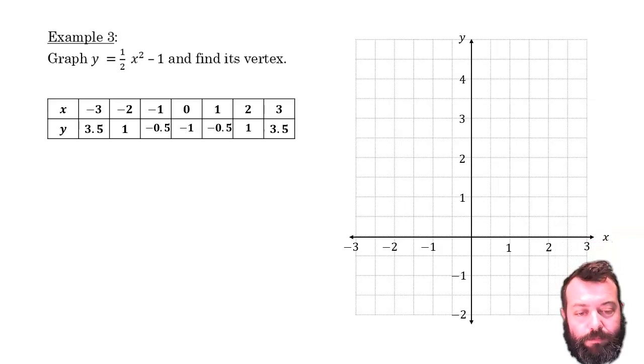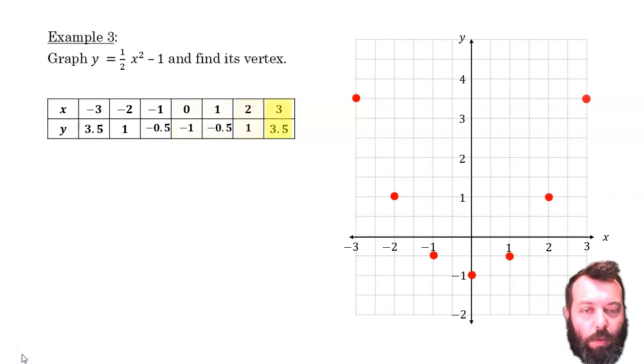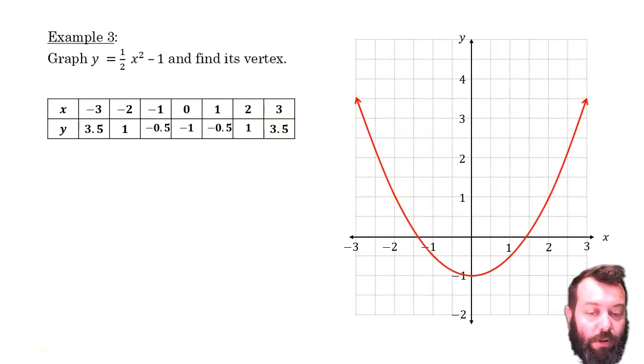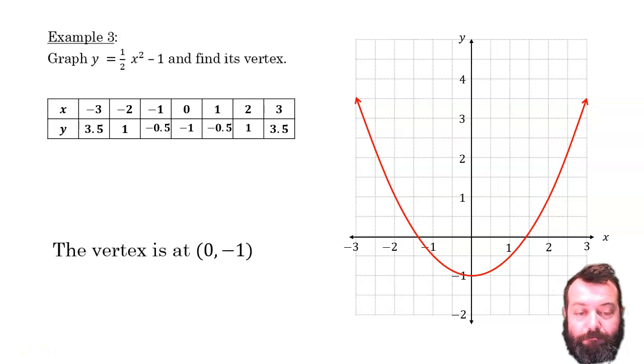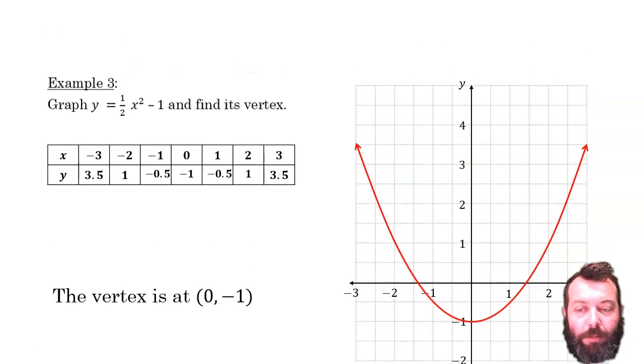So here's my axes again. Let's plot these points. -3, 3.5. Right, there's -3, 3.5. Then I want to go -2 and 1. Then I want to go -1 and -0.5. So it should be here. It's working out fairly well. And we'll place those other points on one at a time. We can see the symmetry in it. We'll draw a nice smooth curve through them. There we go. And we identify the vertex at 0, -1. So far, so good.